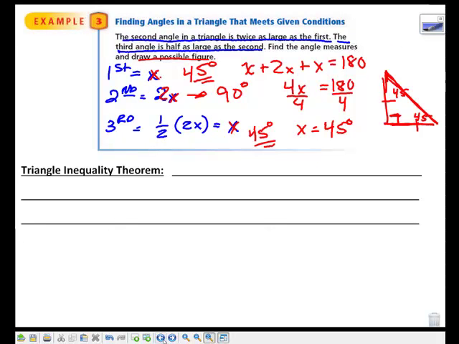Triangle inequality theorem. On your sheets, I believe you have a drawing of two triangles. I don't have them here. And on your sheet, the first triangle is 4, 5, and 7. It's 4 this way, 5 this way, and it's 7 across here.